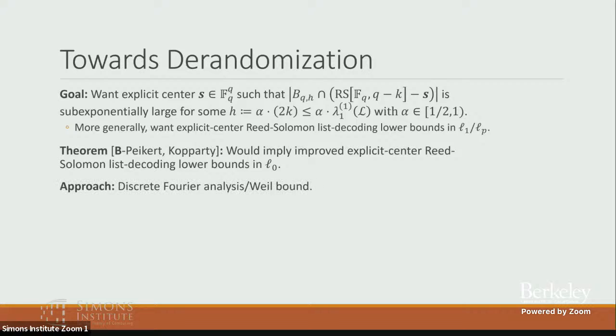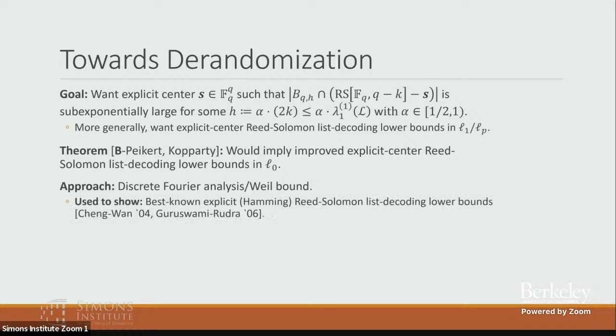So the main approach that we thought about, or we thought about a few, but one is based on discrete Fourier analysis and the Weil bound. This is something that was used with great success for showing Reed-Solomon list decoding lower bounds in the Hamming metric, originally by Cheng and then by Guruswami and Rudra.